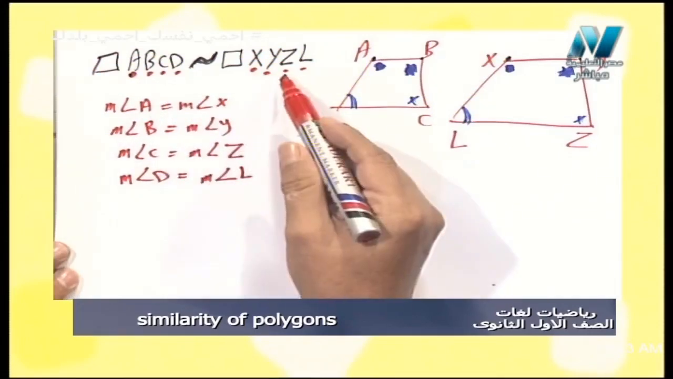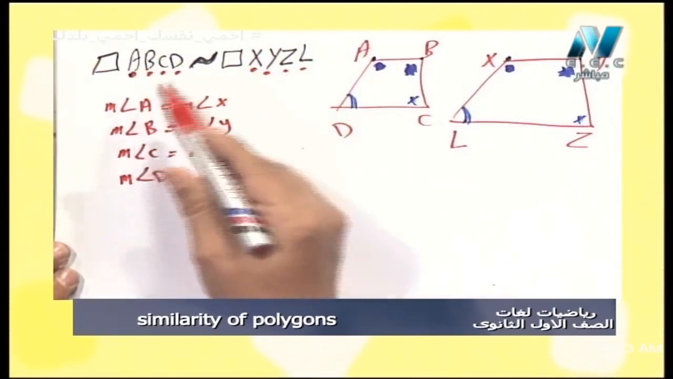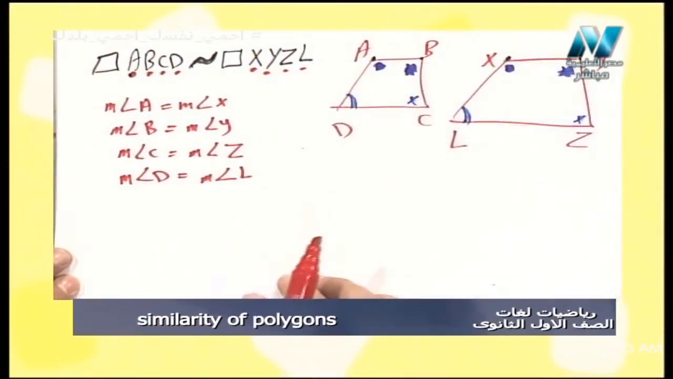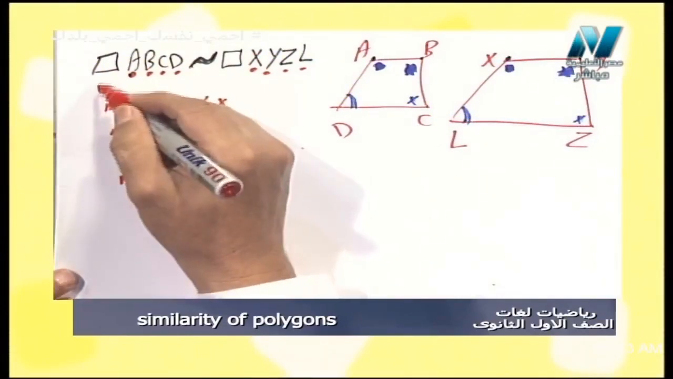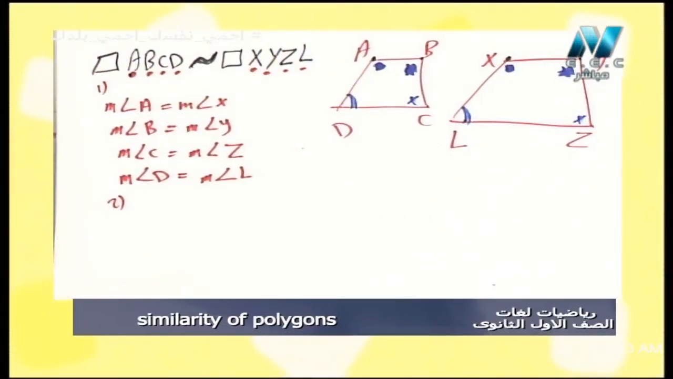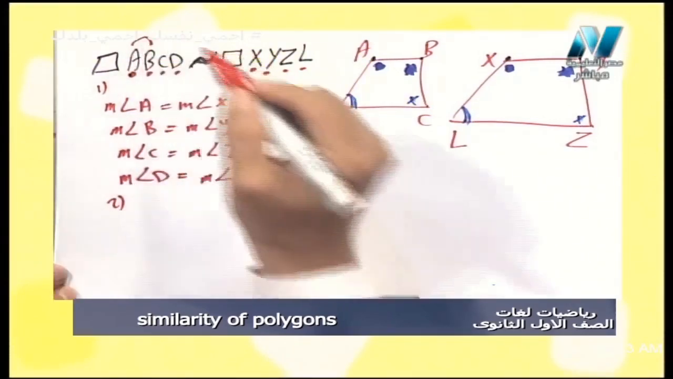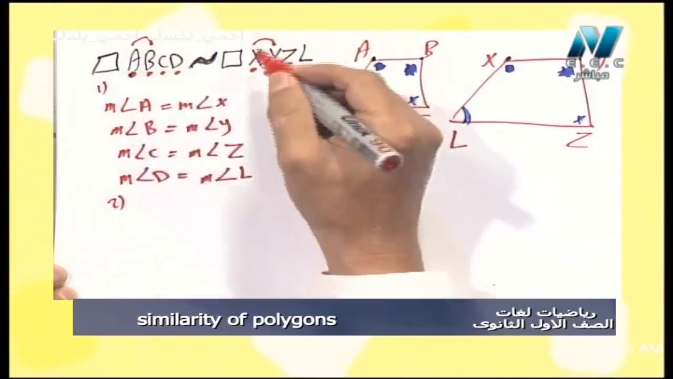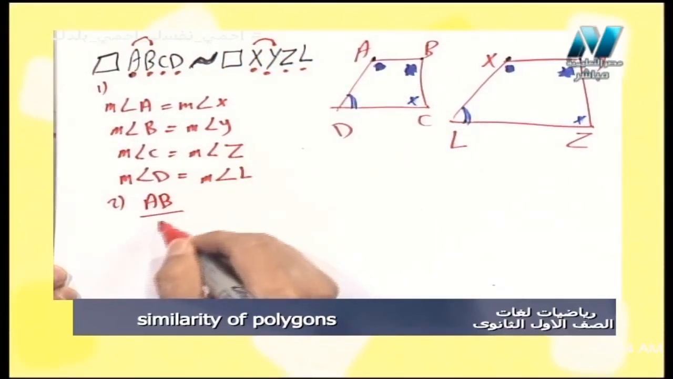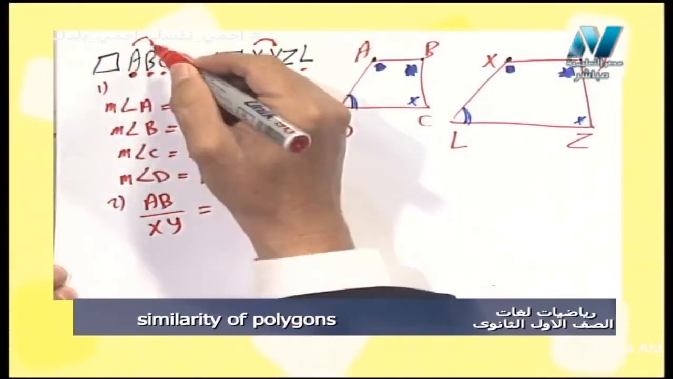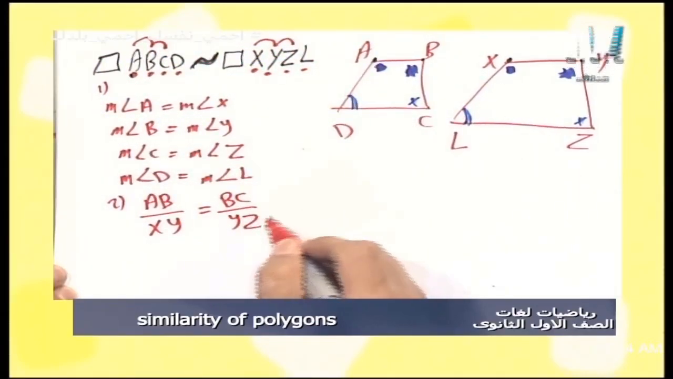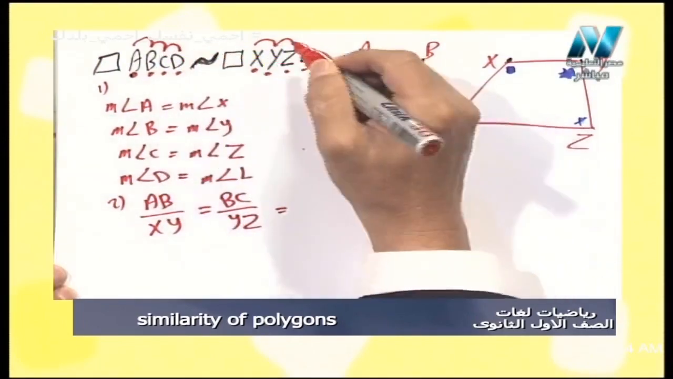If the two quads are similar, each two corresponding angles are equal in measure, even without showing the figure. This is the first condition. Second condition, we will look at the sides. AB over XY, concentrate with me to be easy for you. AB over XY equals BC over YZ equals CD over ZL.